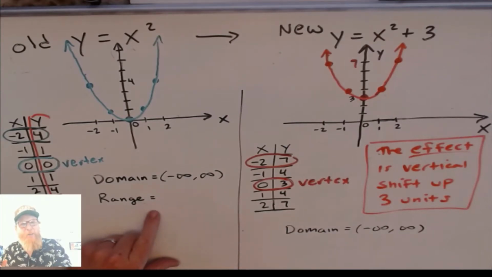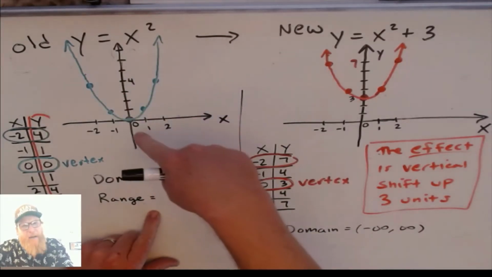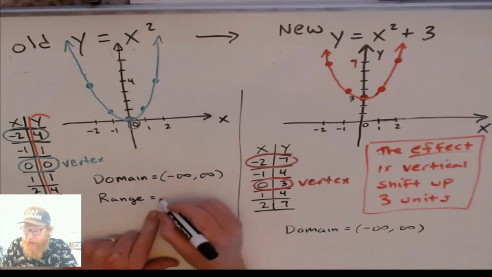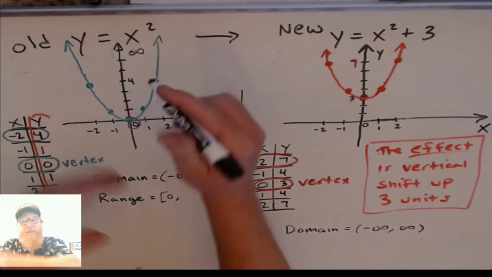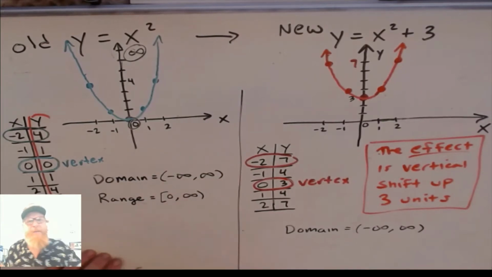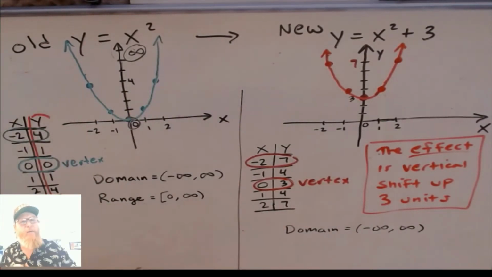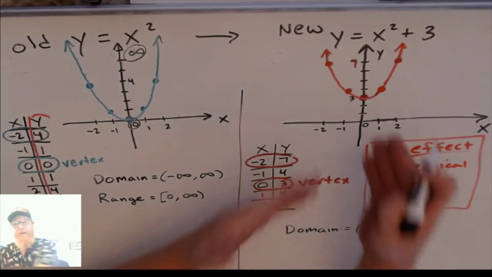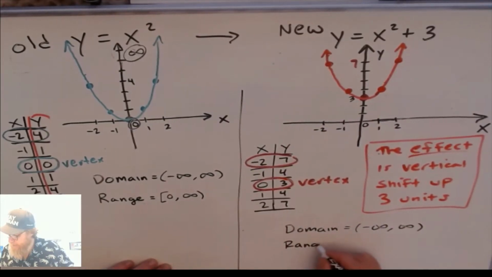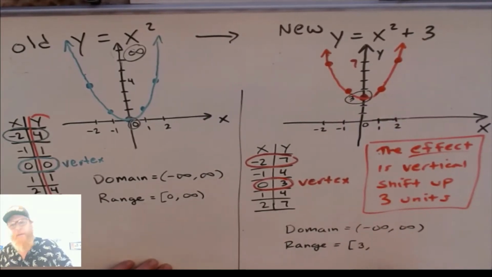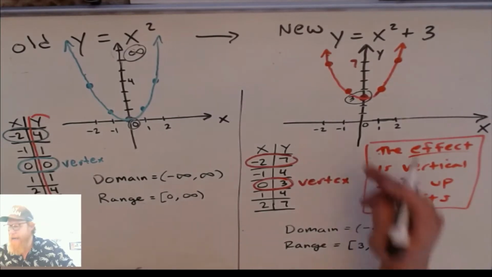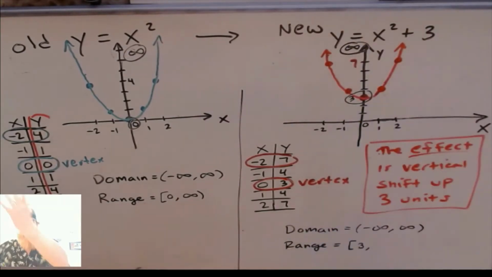All right, so now the range. The range is the y values, just the y values. So you're looking at the y-axis. The lowest point on the graph is 0, and it goes all the way up to infinity. So the range is from 0 to infinity. That's what the arrows indicate, that it's going up forever. Over here, when you look at the range, it's starting at 3. That's the lowest point on the graph: y is 3. And again, it's going all the way to infinity, going up forever and ever. So 3 to infinity. Okay.